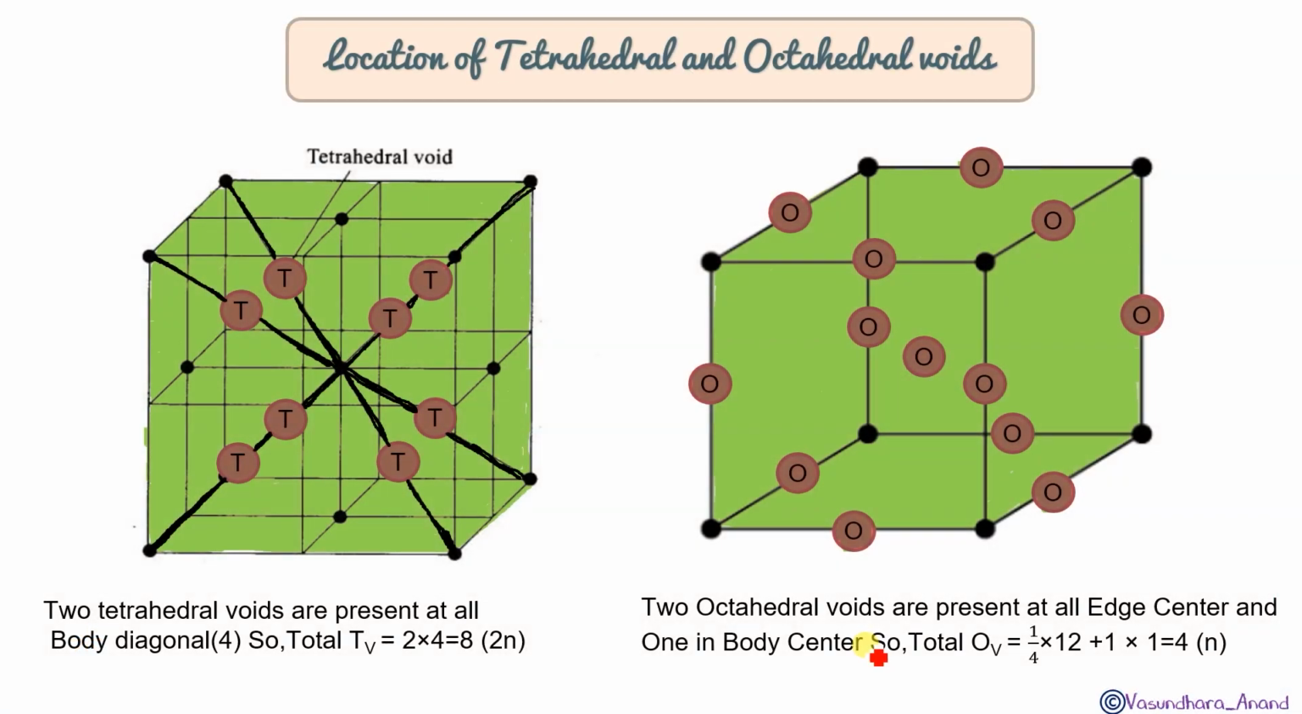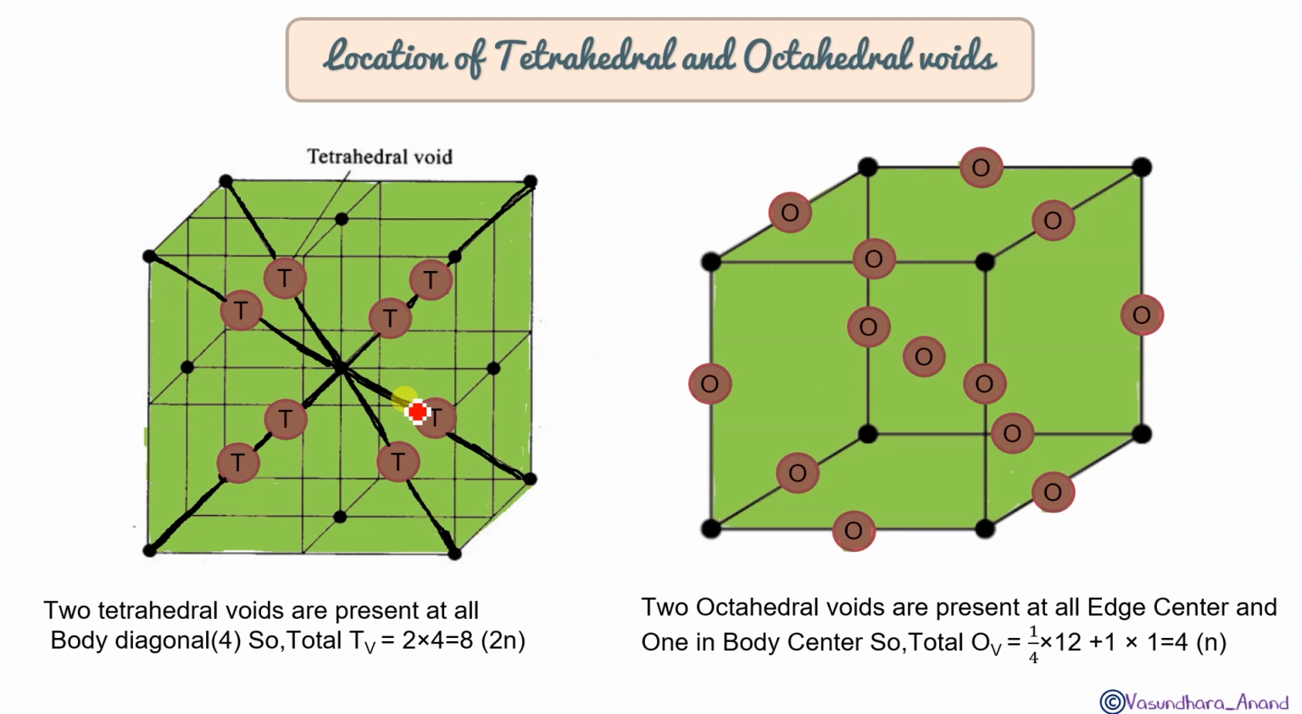So here is the next slide, that is location of tetrahedral and octahedral voids. How will we identify where the tetrahedral voids occur and where the octahedral voids occur? So see, there is a diagram. You can see that there is a body diagonal. If you check that cube, it has 4 body diagonals, isn't it? Just assume 4 body diagonals, like the room in which you are sitting right now. Okay, so 4 body diagonals.